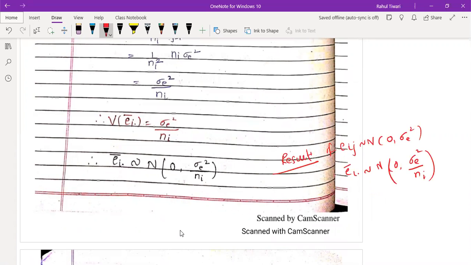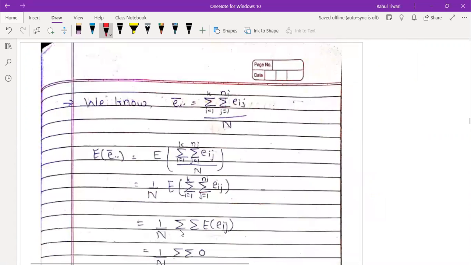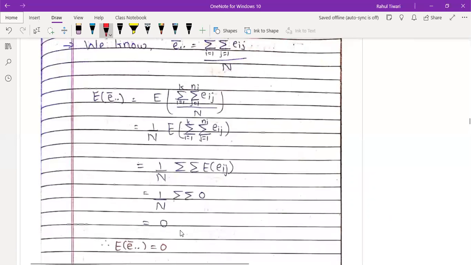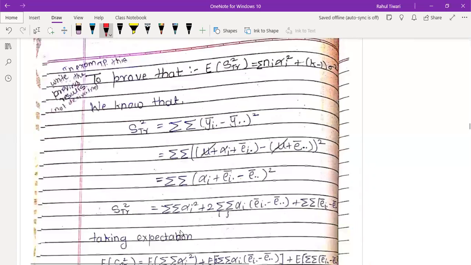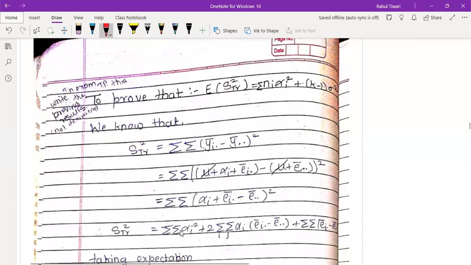Okay. Any question for e bar i? Let me know. If you have any questions, then let me know. Yes, students.